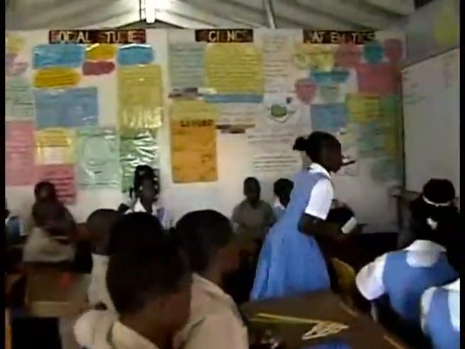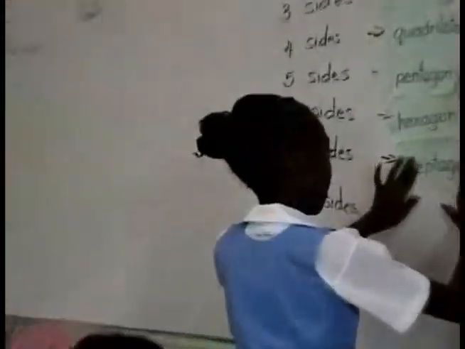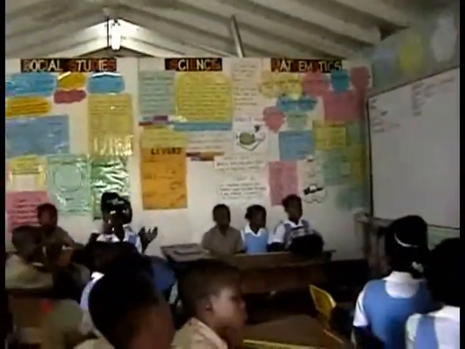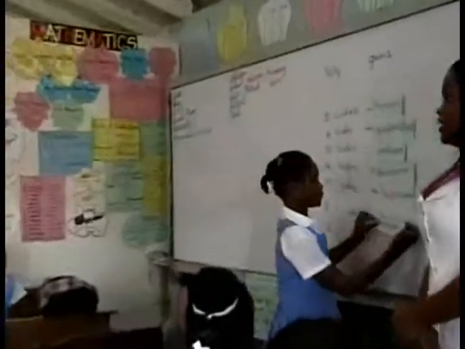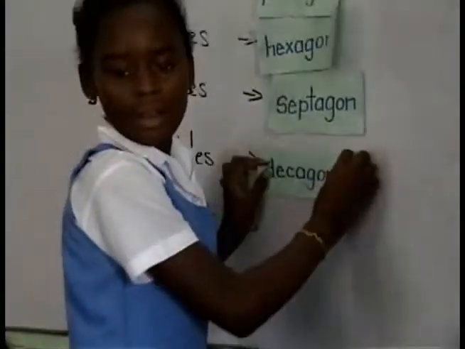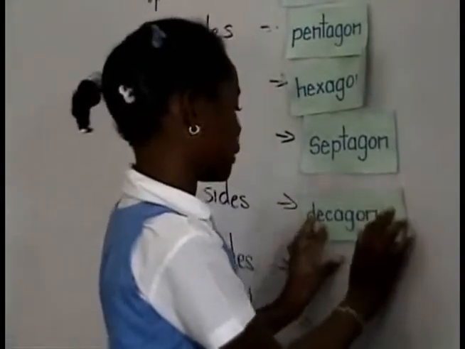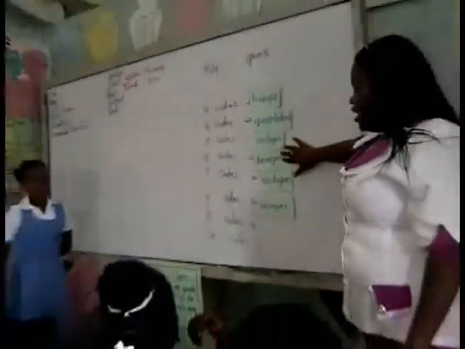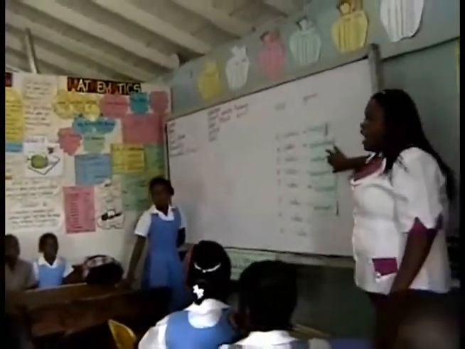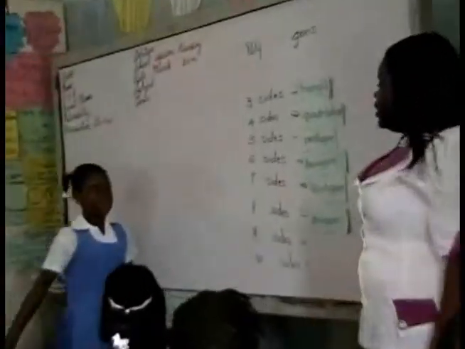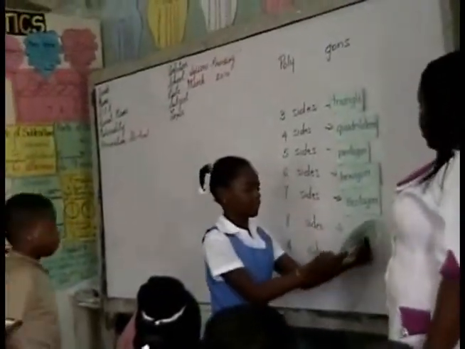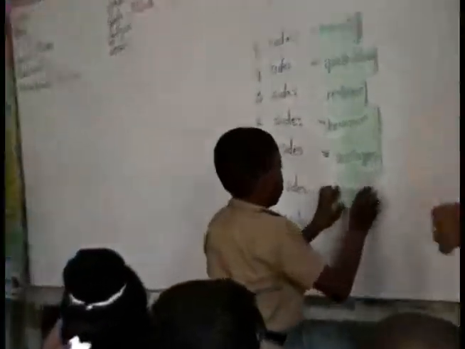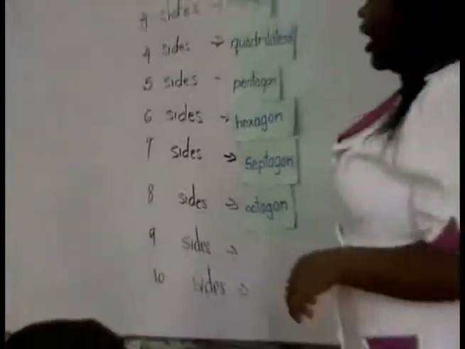7 sides. What is it called? Septagon. Is she correct? Yes, miss. Alright. 8 sides. Wait, we have 2 persons. What is that 8-sided figure called? Octagon. Alright, so take down yours. So that means Shani doesn't remember what 8-sided figures are called. Alright? Octagon, give Antonia a tap.